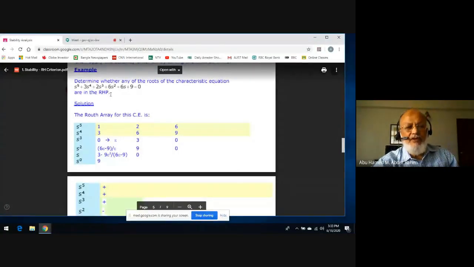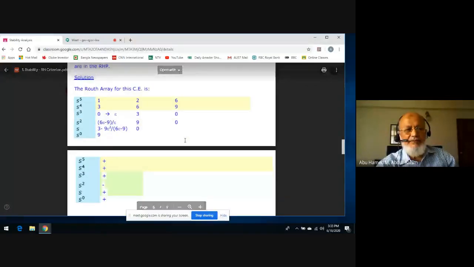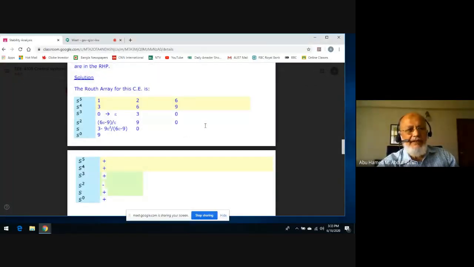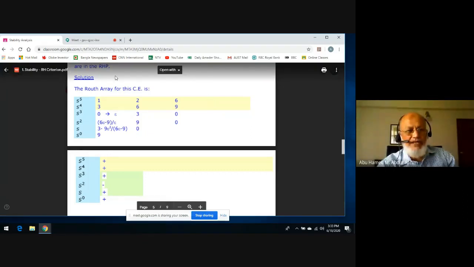Okay. So what we'll do, first of all, we check the coefficients. They are all there: 5, 4, 3, 2, 1, 0. They are all of the same sign. So the initial criteria has been met. Then the next criteria, which is the bigger one, the Routh-Hurwitz criteria, will apply. So we form the Routhian array.